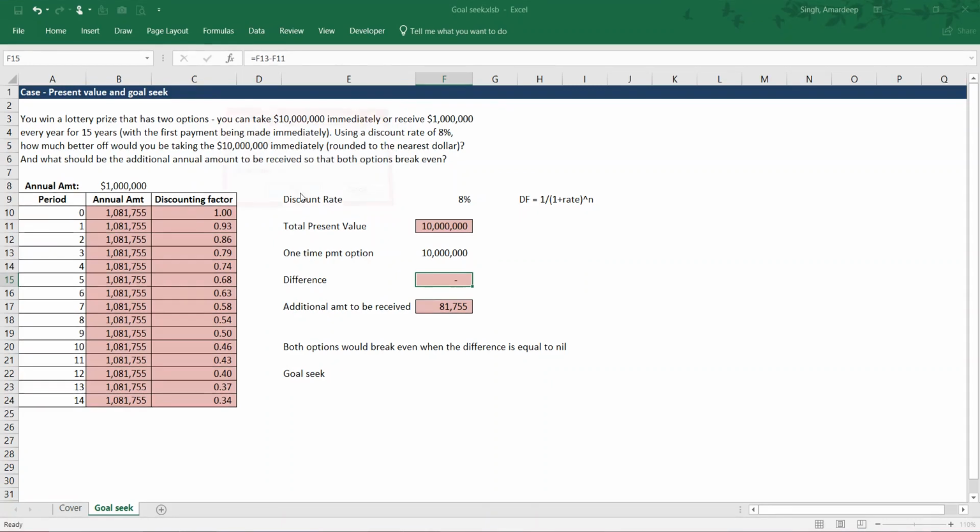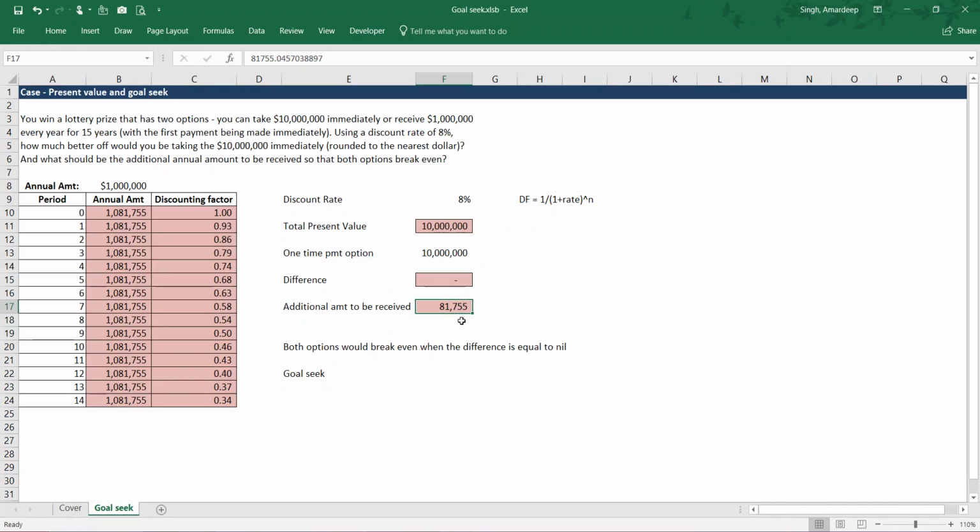So in this case I would press OK, and now you can see that if the additional amount to be received is 81,755, then the present value of those 15 amounts that you would receive in the next 15 years would be exactly equal to 10 million, and the difference would be 0. So here you can see that we don't have to actually resort to the hit and trial. Excel can automatically run those iterations in the back end for us, and it will give us a result if obviously it is doable. Like in this case, when I was doing the hit and trial, I was able to find out that the number in this cell should be between 80,000 to 90,000, and Excel has also given a number which is between this.